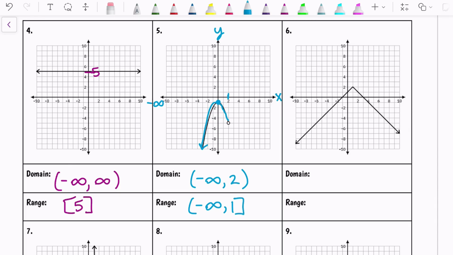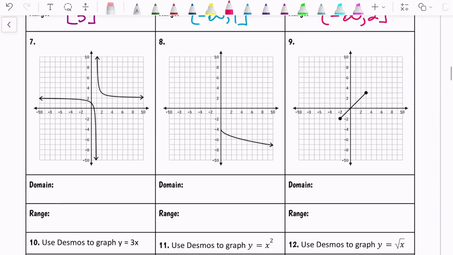All right, number 6, it's going left and right forever. It is going down forever, negative infinity. We always put down and then up. Up is up to 2, and I have a bracket.